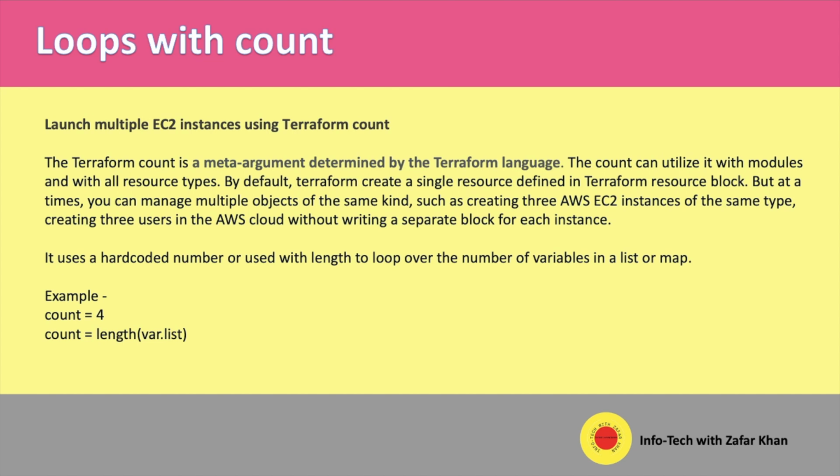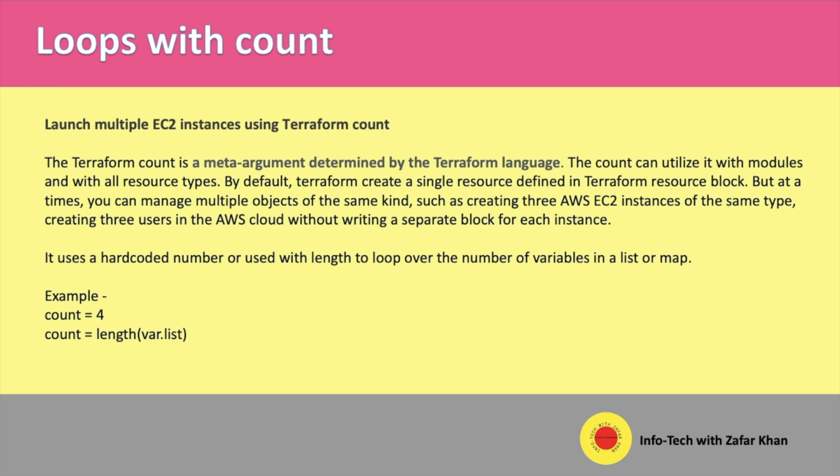We will also create another resource, that is AWS IAM user. So three users basically we will create. This count loop is basically a basic loop meta argument, which uses hard-coded numbers or is used with length to loop over the number of variables in a list or map. So these are the examples. You can hard code as well, but I would suggest that you don't hard code. Just set count equal to length and put the variable name. So whatever number of users or instances is available, it will count it, and the variable list will come in the total count. I will show you in the example.